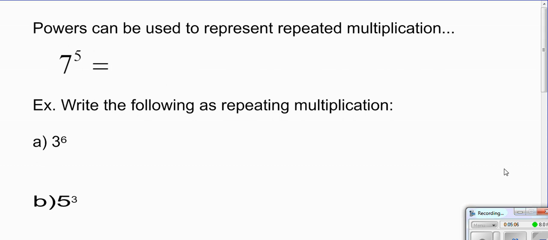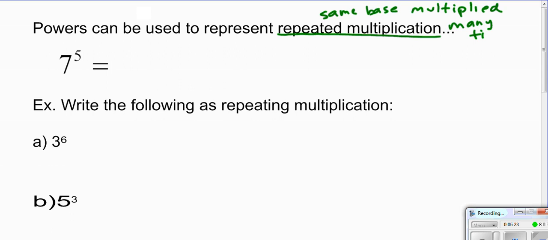Okay, so when we have repeated multiplication, what that means is the same base multiplied many times. So basically anything where you have that base more than once is repeated multiplication. So in this case, if we remember, the 7 is our base, the 5 is our exponent, and the exponent tells us how many times that base has been multiplied together.